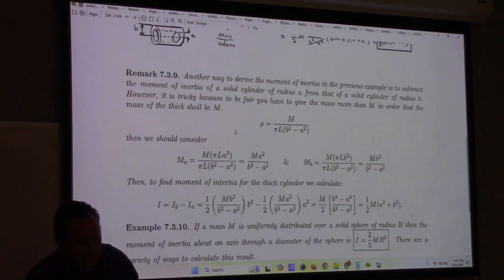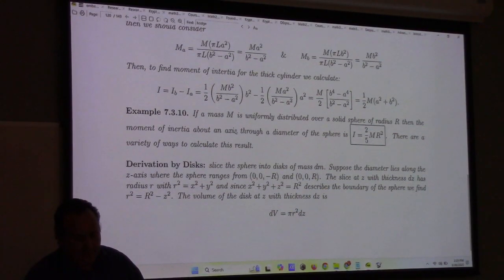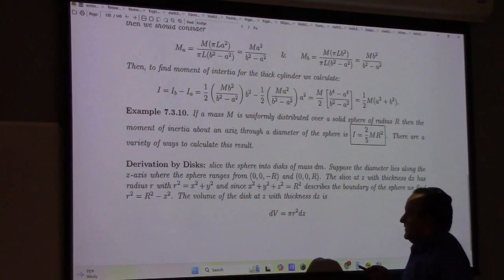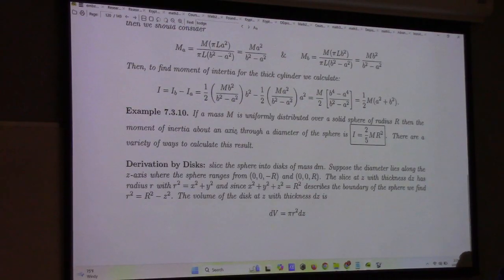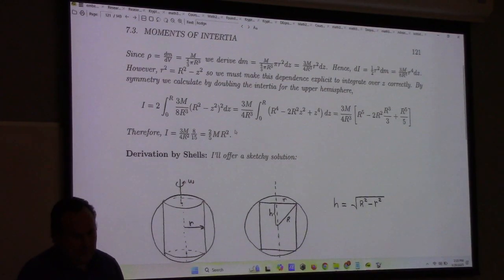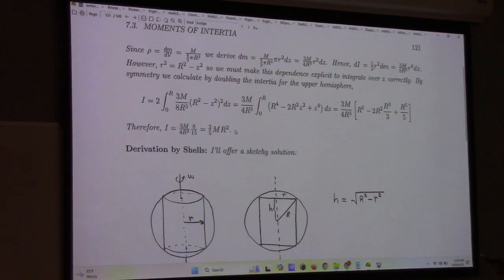Now, the remark is just another way to derive it, which I think is the way we did it. The next thing we need to know about is the moment of inertia for a sphere. We can take the sphere and slice it into disks of mass dm. Actually, I don't have a picture for the disk method, so if you don't mind, I'm going to skip down and do the shell method instead.